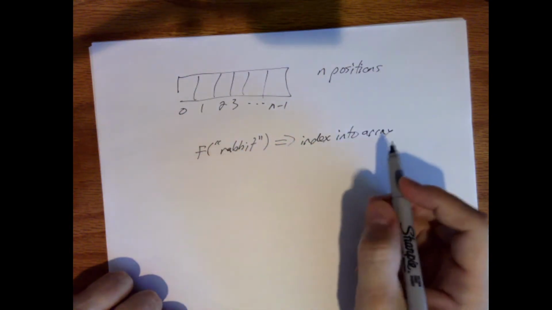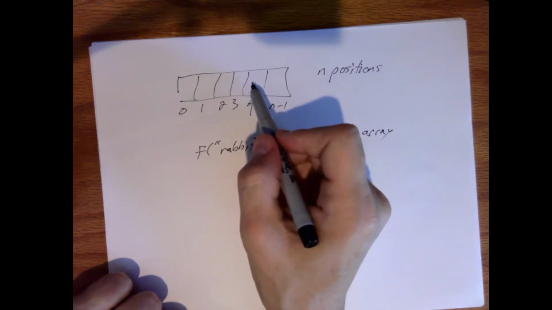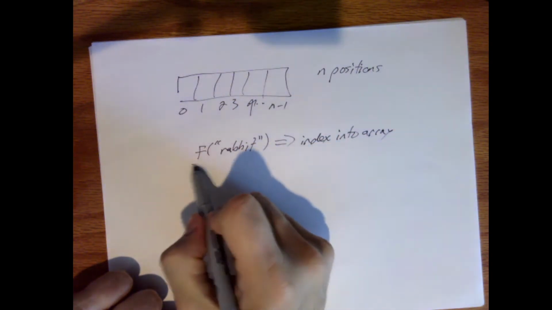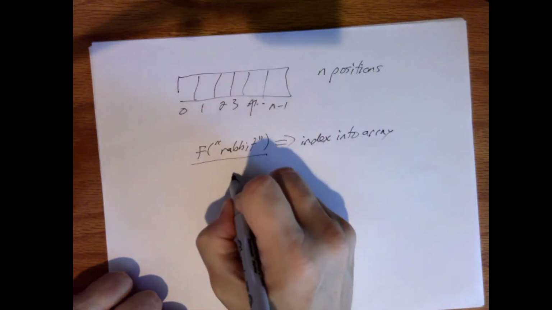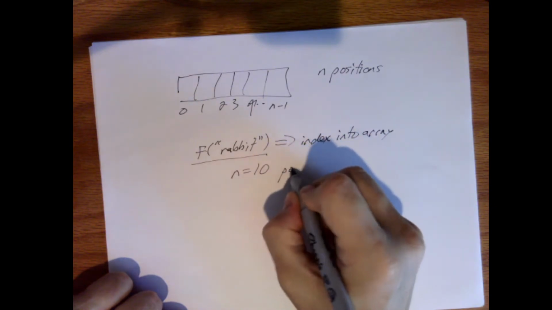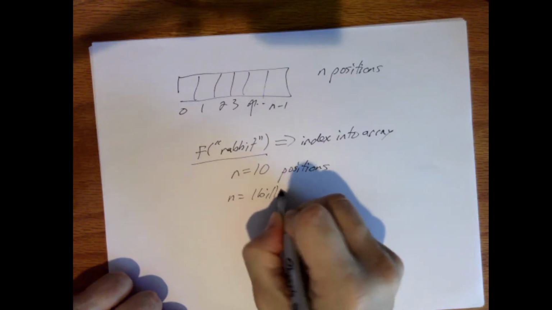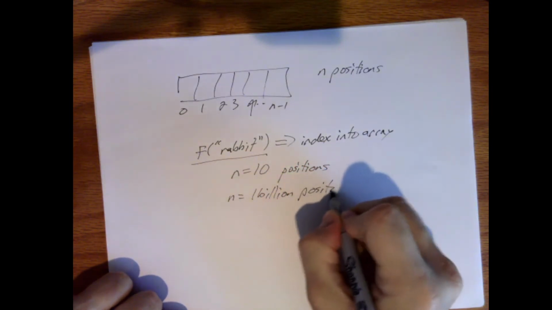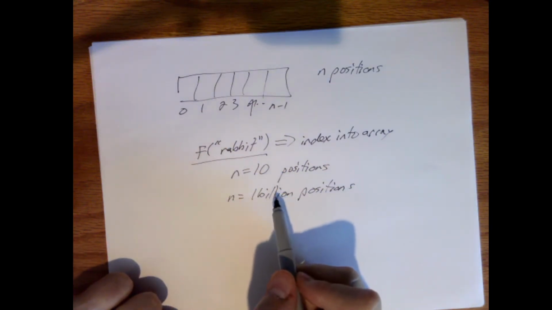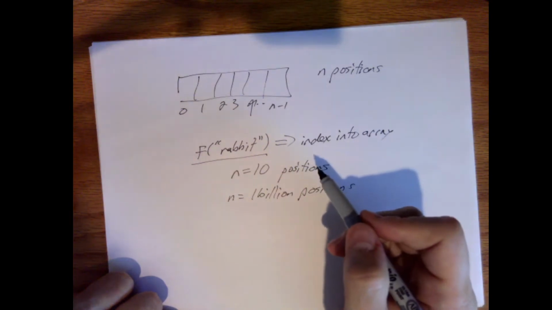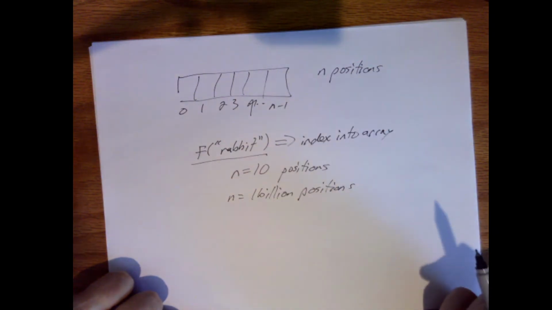Well, then if you put in rabbit and it says look here, I can look there and either rabbit is there or it's not there. But the benefit of this is this doesn't take long to calculate. So whether my array has n equals 10 positions or n equals 1 billion positions, the cost to calculate the index is the same. So this is extraordinarily fast, and that's one reason why hash tables are so popular in certain cases.